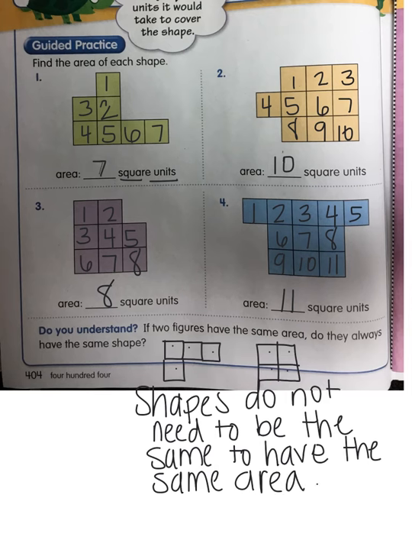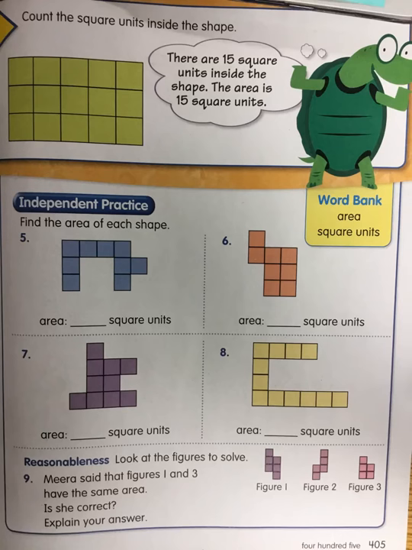Go to the next side so I can give you directions. All right, for numbers 5, 6, 7, and 8, you're going to find the area of each shape again. Write the area on the line using square units as your label. And then number 9, look at these figures right here, 1, 2, and 3.